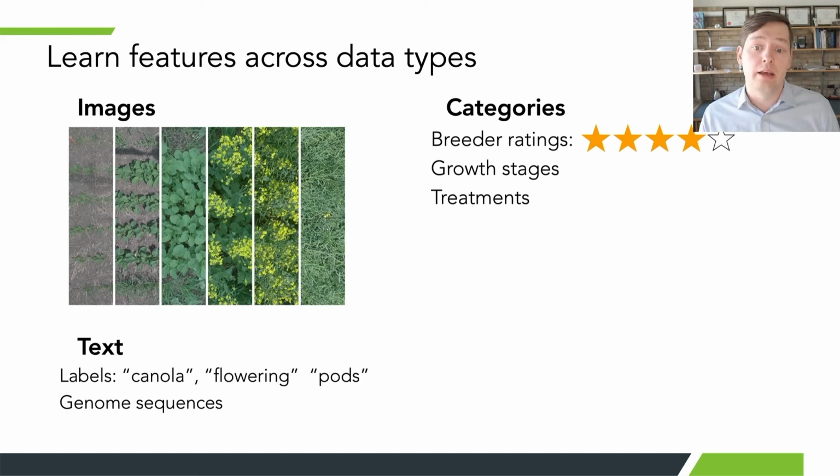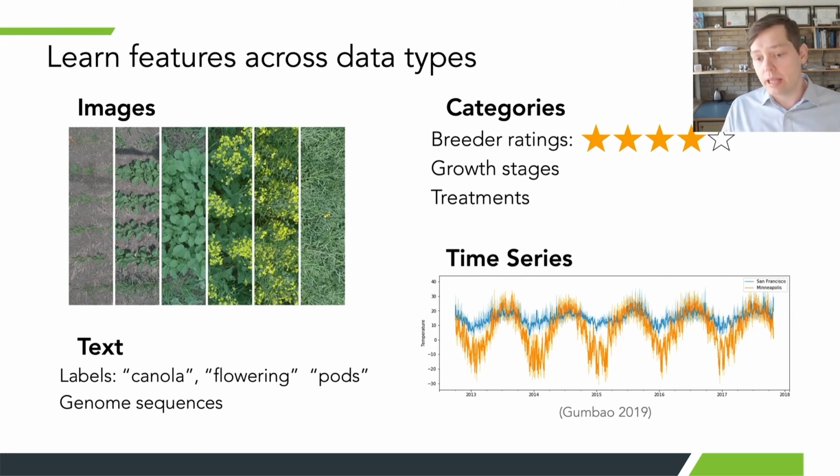As well, categorical data, such as breeder ratings on a scale of 1 to 5 or 1 to 10, growth stages that are in categories, or particular treatments of an experiment. If you have an experimental setup with particular categories of inputs or stresses applied, this categorical information can also be incorporated into these same deep learning architectures. And then as well, time series data. If you have time series data across the growing season or across the day, there are also mechanisms to bring those in.